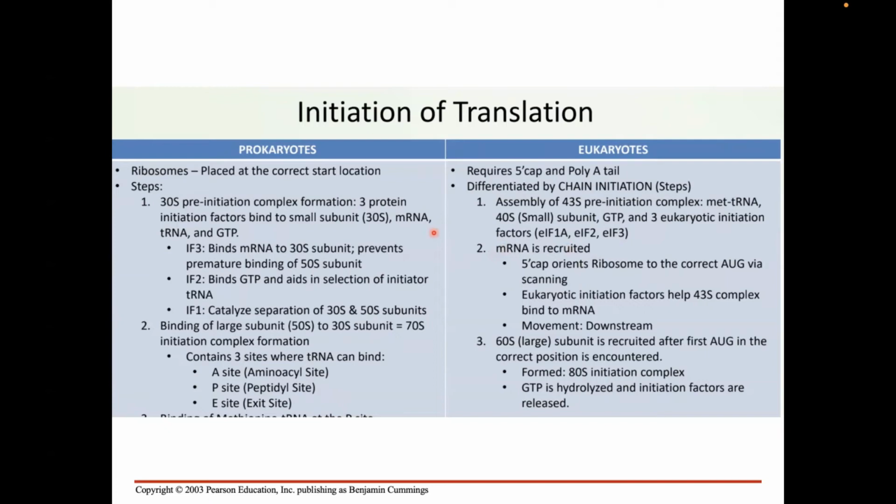The first step in the initiation of translation for the prokaryotes, the 30S pre-initiation complex formation, will have 3 protein initiation factors bind to the small subunit, or the 30S, mRNA, tRNA, and the GTP. Next is the binding of the large subunit, the 50S, to the 30S subunit, which equals the 70S initiation complex formation. And then it contains 3 sites where tRNA can bind.